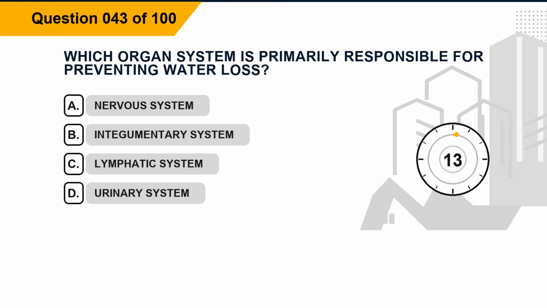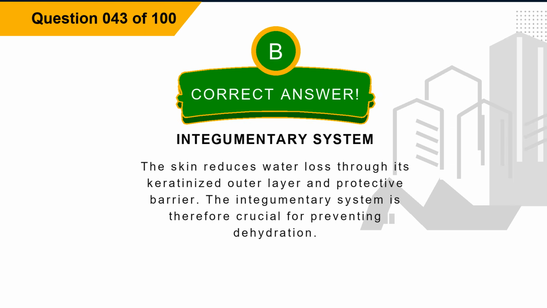Question 43. Which organ system is primarily responsible for preventing water loss? Option A, nervous system. Option B, integumentary system. Option C, lymphatic system. Option D, urinary system. The correct answer is option B, integumentary system. Explanation. The skin reduces water loss through its keratinized outer layer and protective barrier. The integumentary system is therefore crucial for preventing dehydration.